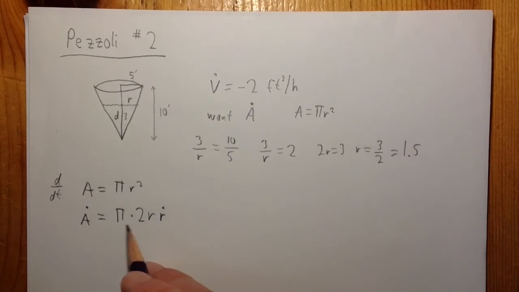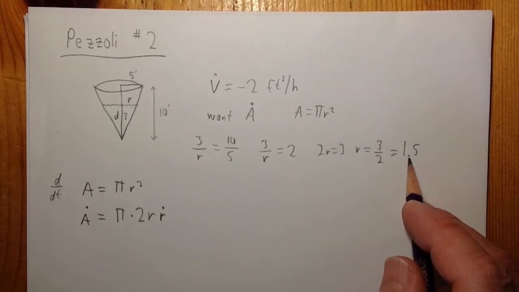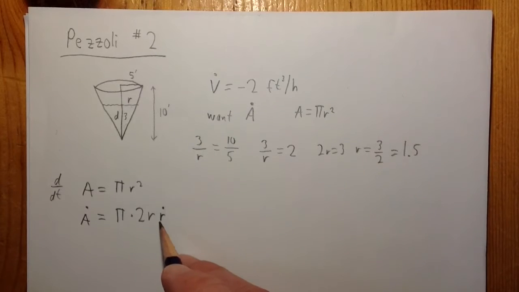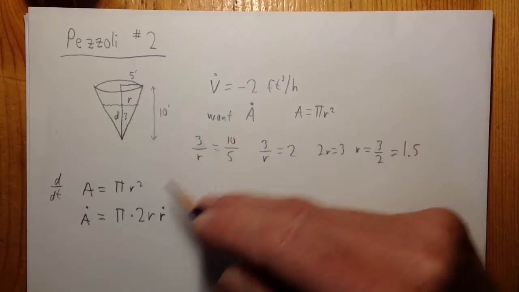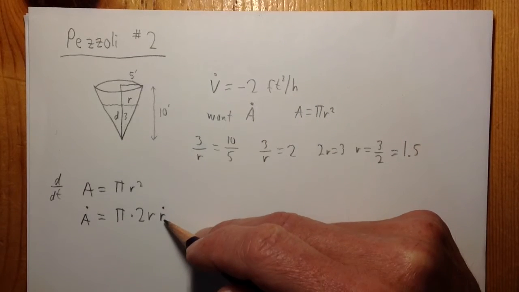So A dot is just pi times 2r r dot. We know what r is. r is 1.5 when we want it, but we don't know what r dot is. So now we got to figure out what r dot is. We do know what V dot is, so from V dot we got to figure out what r dot is.